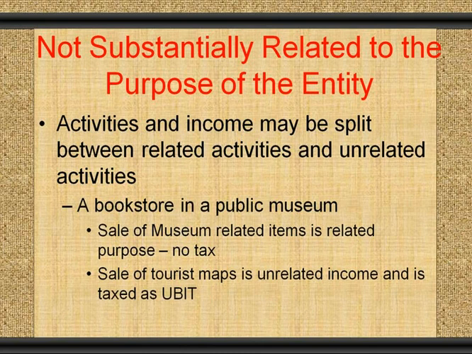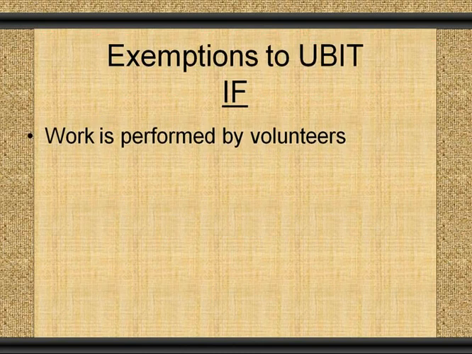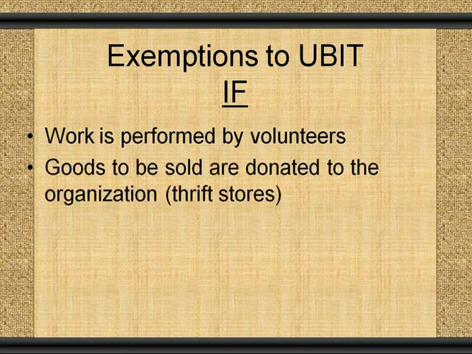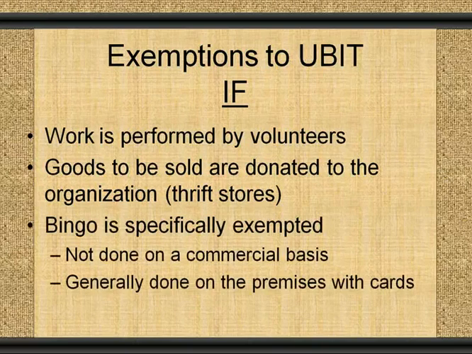Okay, exemptions to UBIT. Work is performed by volunteers. So if volunteers work it, it is not UBIT. Goods to be sold are donated to the organization. For example, thrift stores. Reaching Our City is a charitable company here in Bethany. They have a thrift store down on Rockwell, and they pay the people that work there, but all of the goods are donated, and then they are sold. Therefore, it is exempt from UBIT.